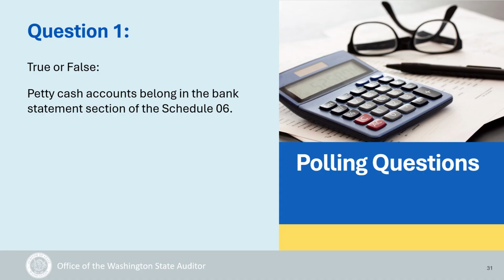Question 1. Is this true or false? Petty cash accounts belong in the bank statements section of the Schedule 06. This is false. Petty cash accounts should only be listed in the reconciling items section of the Schedule 06. All of the activity of a petty cash account is captured in the reconciliation by the replenishments that are performed during the year. If a petty cash account is listed with all of the transactions in the bank statement section of the schedule, you'll want to pay attention to this, as it's likely going to cause an unreconciled variance in the schedule.